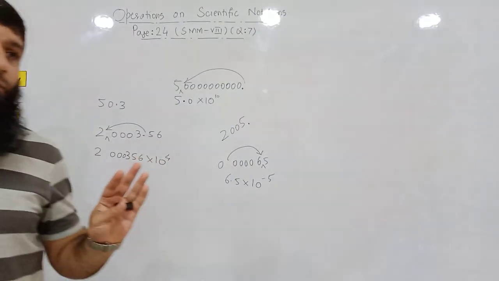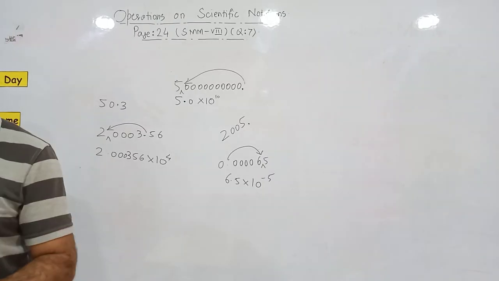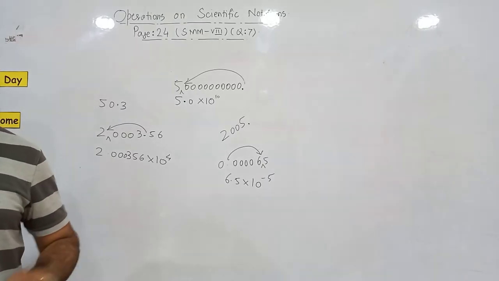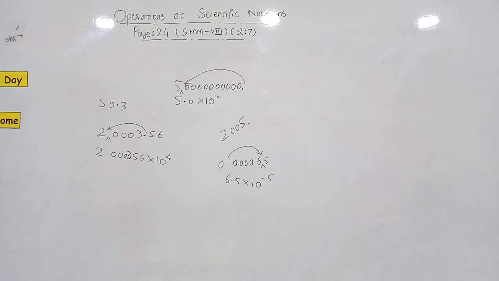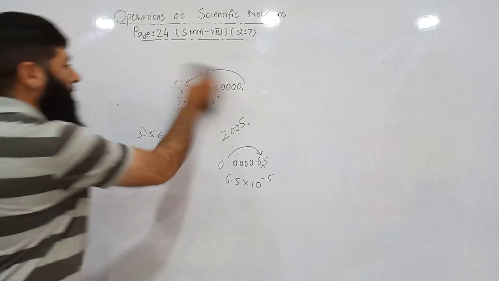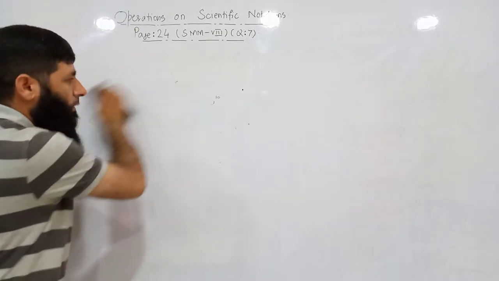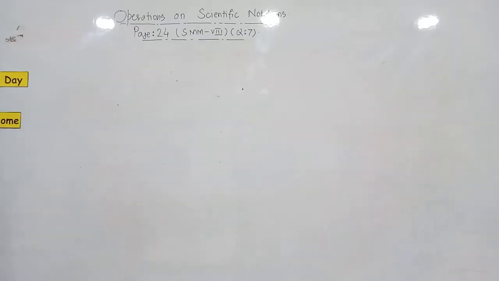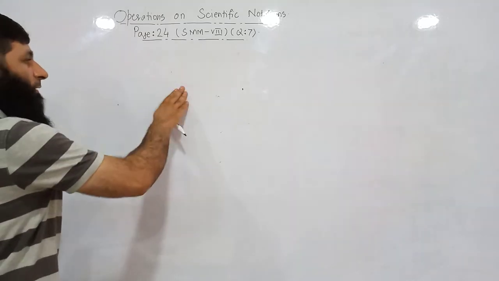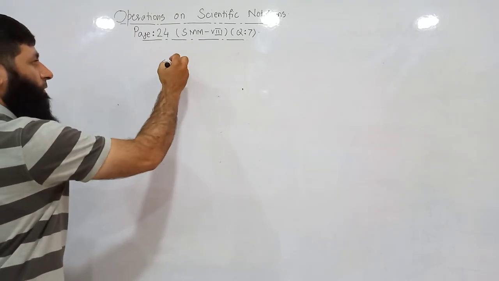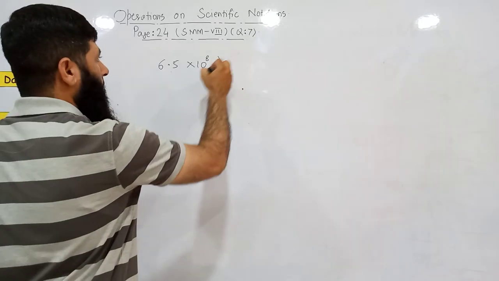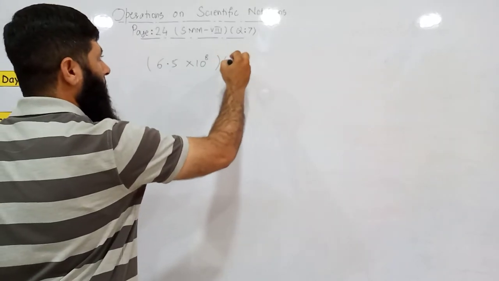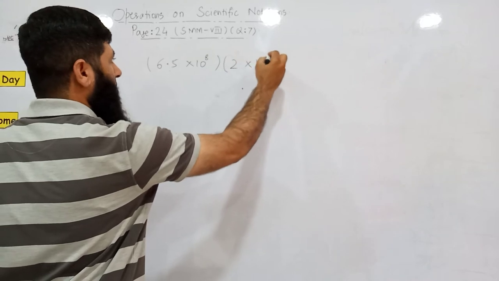Sometimes you will have to add, subtract, multiply or divide the numbers written in standard form. For example, if you need to multiply these two numbers, 6.5 multiplied by 10 raised to the power 8 multiplied by 2 multiplied by 10 raised to the power minus 2.